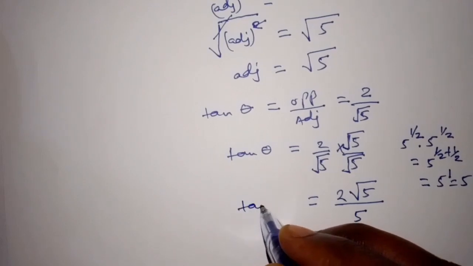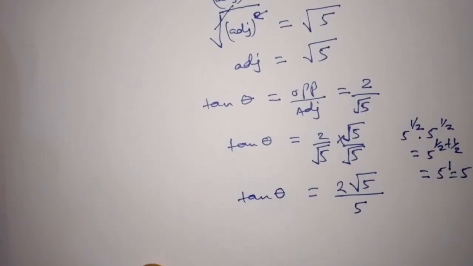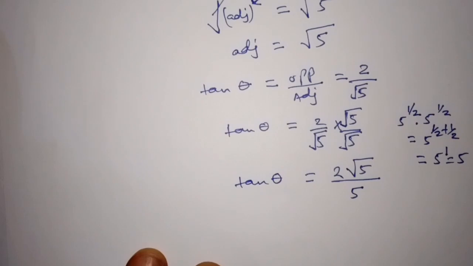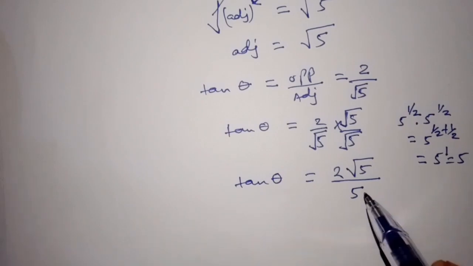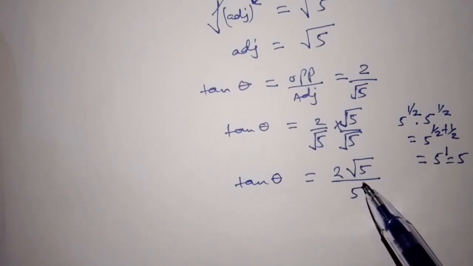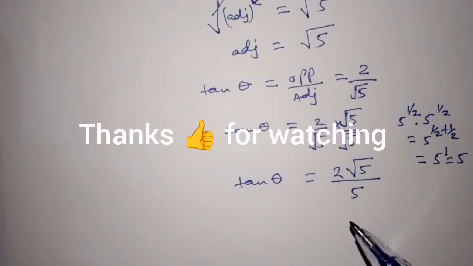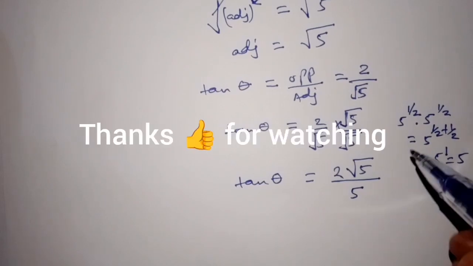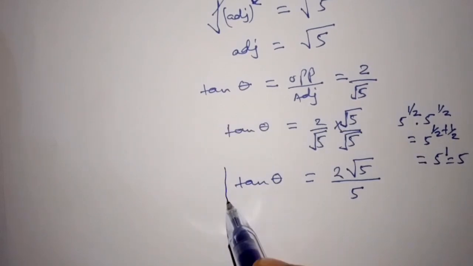So our tan theta is going to be 2 times square root of 5 over 5. And this is our answer.